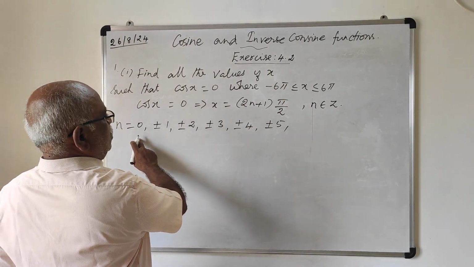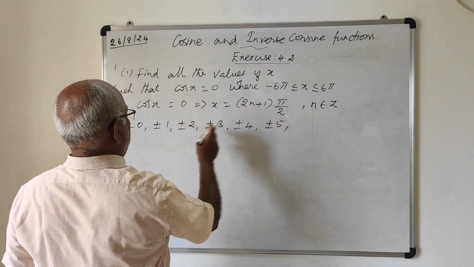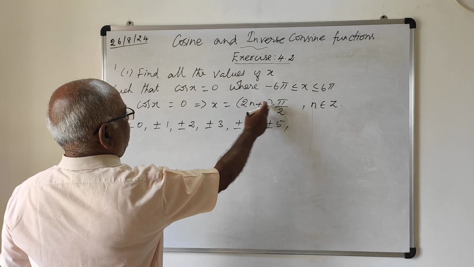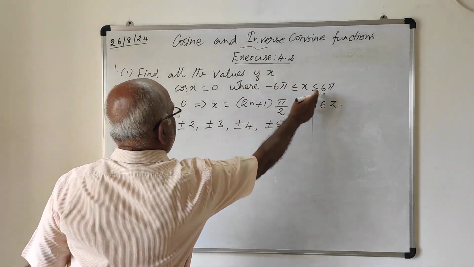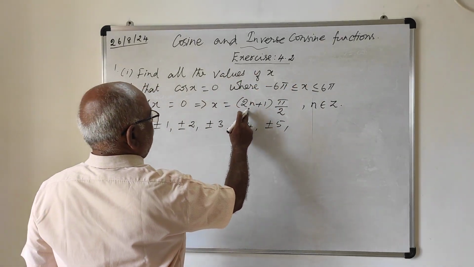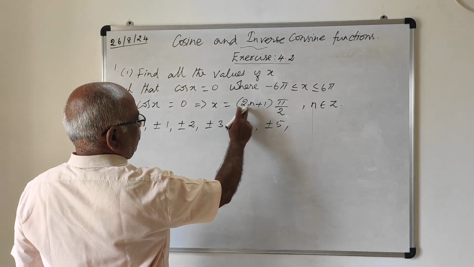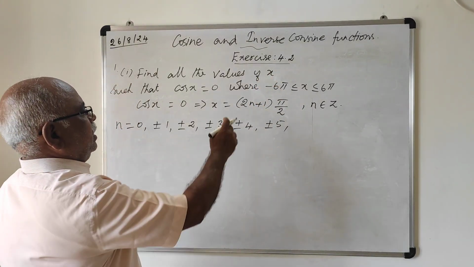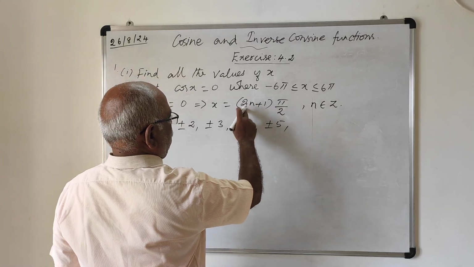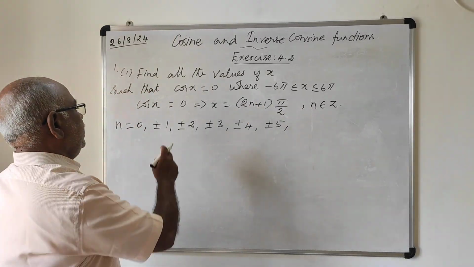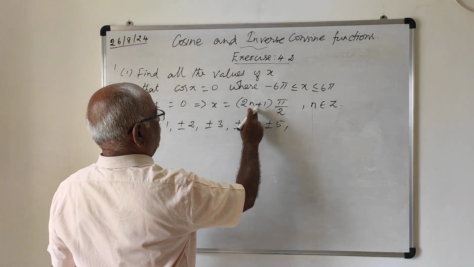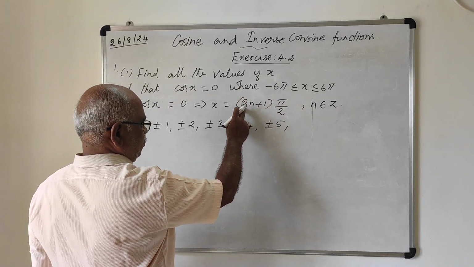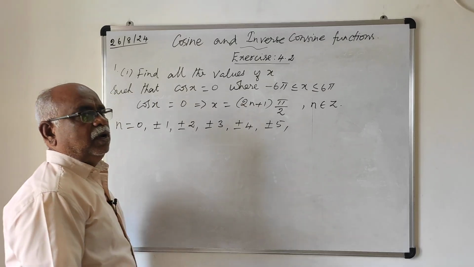When n equal to 0, this is pi by 2. When n equal to 1, 2 plus 1, 3 pi by 2, which is also in the interval. And n equal to minus 1, minus 2 plus 1 is minus pi by 2, which is also in that interval. Similarly, n equal to 2, 4 plus 1, 5 pi by 2. If n equal to minus 2, minus 4 plus 1, minus 3 pi by 2, and so on.